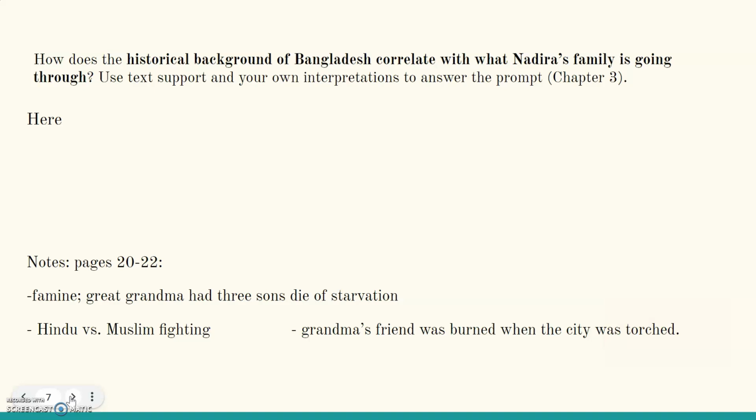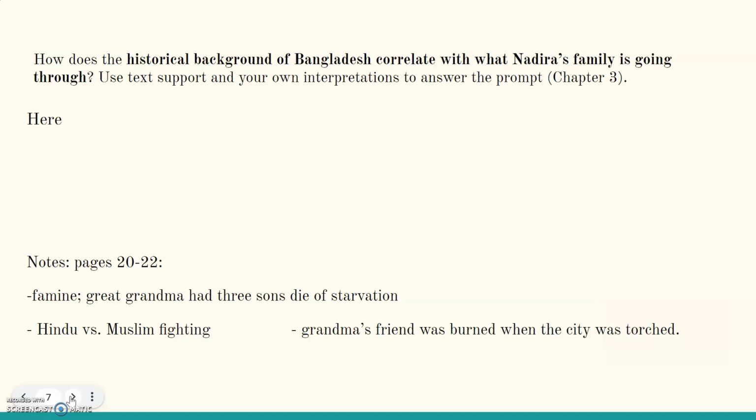Also, while we were reading pages 20 to 22, I hope you took notes. Some of the notes that you should have gotten is that there was a famine, and great-grandma had 3 different sons that died of starvation. It says she watched their skin touch their bones and them die. That's what it means when your skin's touching your bones. It means you're dying of starvation. It also talked about grandma's friend being burned when the city was torched, and it talks about the Hindu versus Muslim fighting. So those are the 3 pieces of evidence that I wrote down.